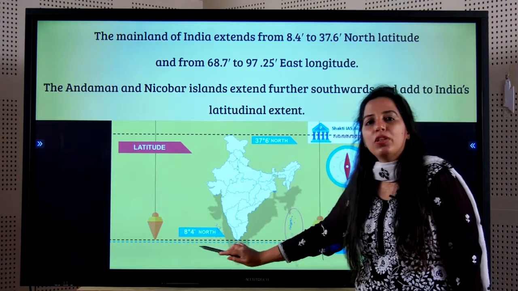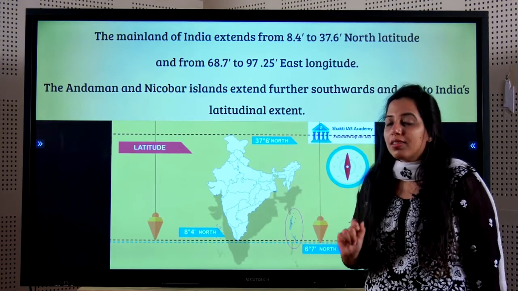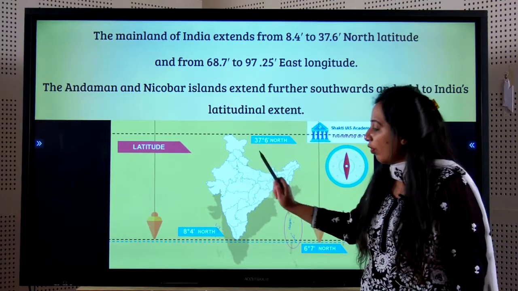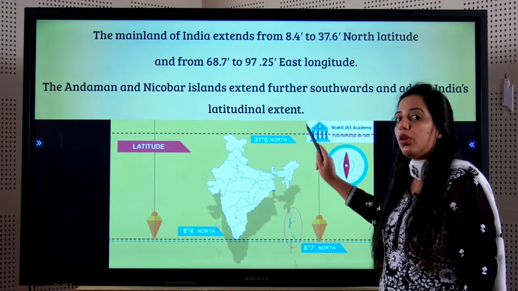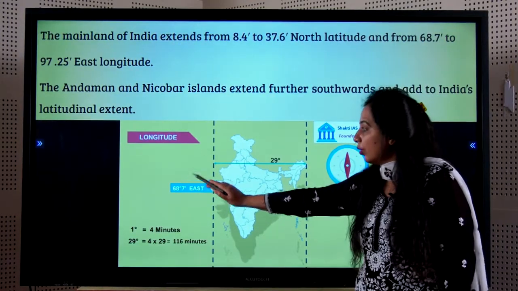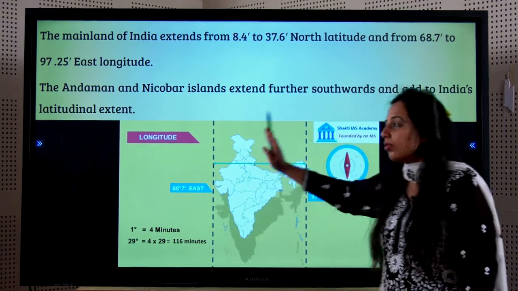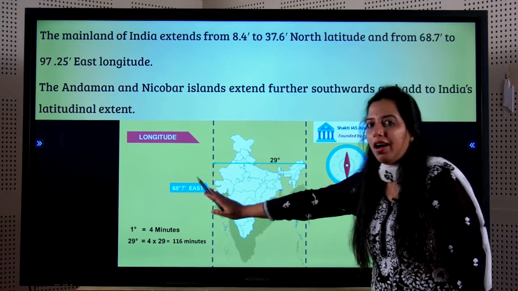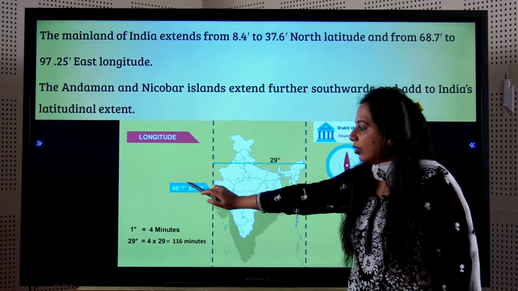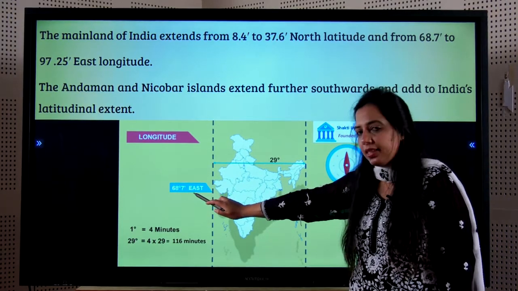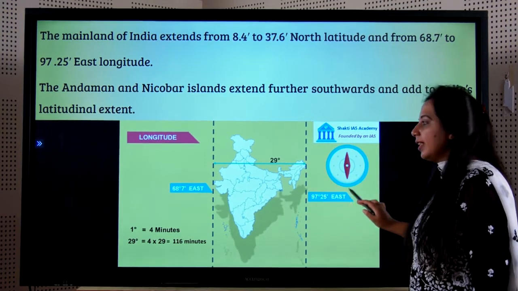A very important question from exam point of view. What is the latitudinal extent of India? 8 degrees 4 minutes to 37 degrees 6 minutes north. The longitudinal extent of India means from east to west. How much is the extent? So it is from 68 degrees 7 minutes east to 97 degrees 25 minutes east.